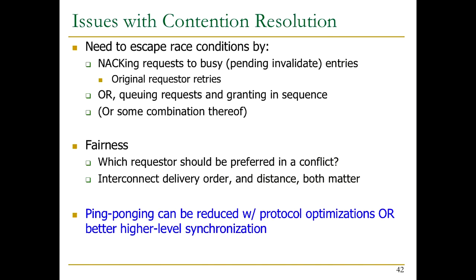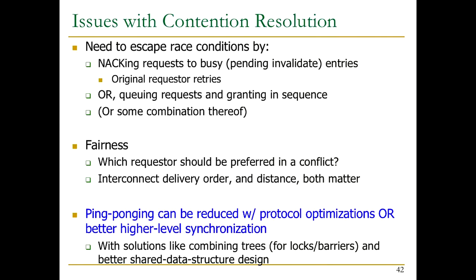Or you can have better higher-level synchronization. You can have better locks, for example, combining trees, better shared data structure design, such that you don't have this contention for shared data. In general, it's always good to reduce the contention for shared data at the software level. But we're back to the programmer-microarchitect trade-off, right? If you punt on the programmer and say, programmer, you should minimize the accesses to the shared data or the locks, that's a hard thing to do. And now the programmer starts having bugs in their system if they want to optimize the code.